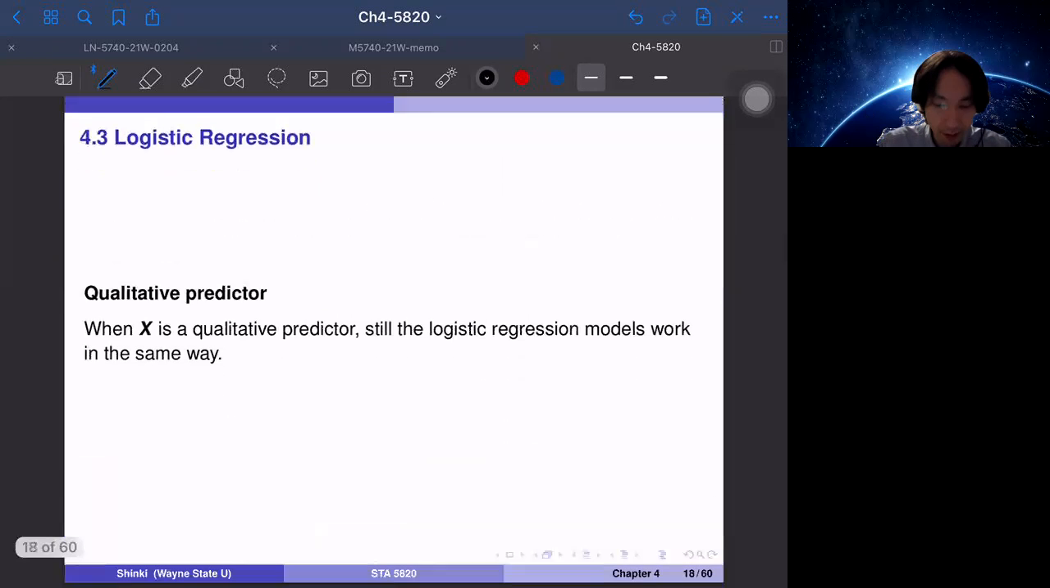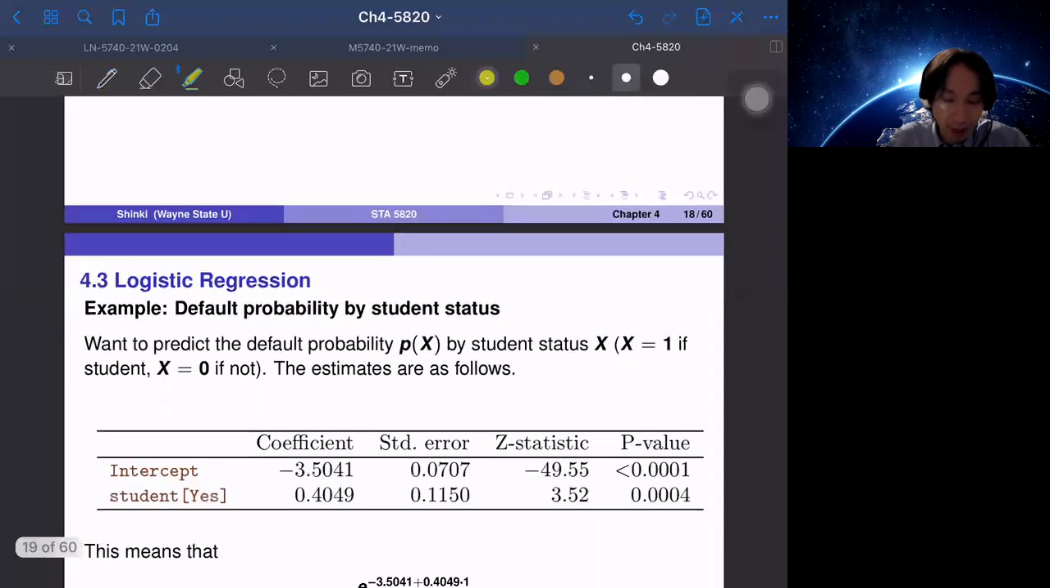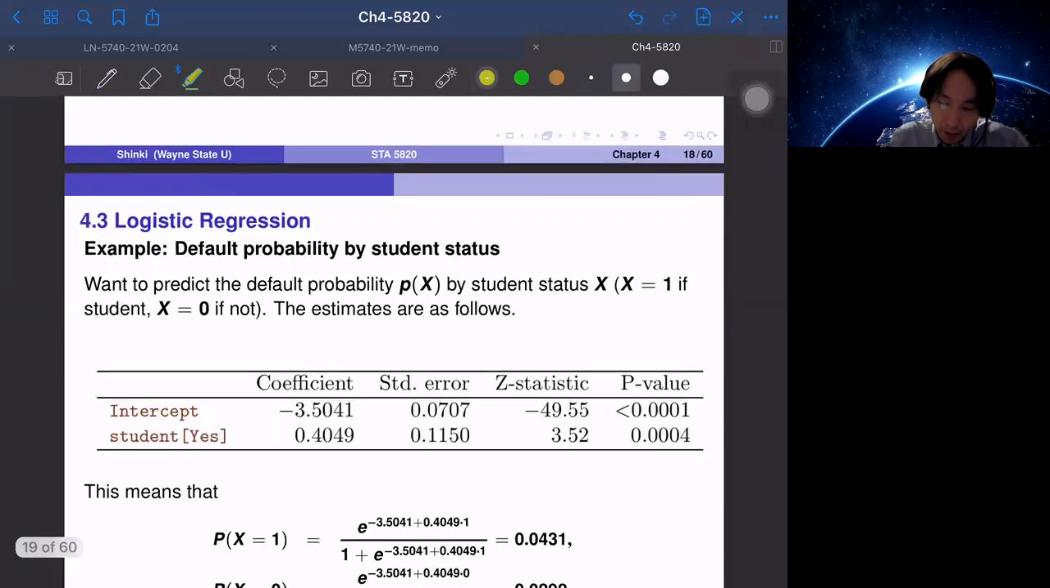Okay, so now we do the new things. So logistic regression, what happens when we have a qualitative predictor? It's similar. Actually, it does not matter. Logistic regression still works in the same way by using a dummy variable. So we want to predict the default probability p(X) by student status, x equal to 0 and x equal to 1. So what do you think? Does being a student mean a higher default probability or not?